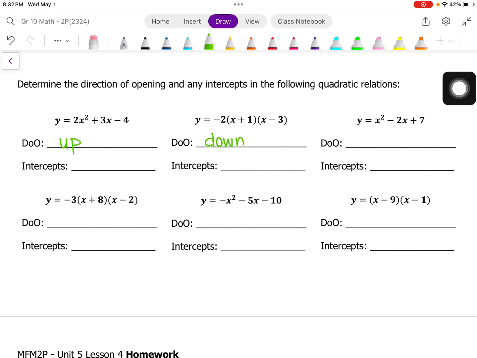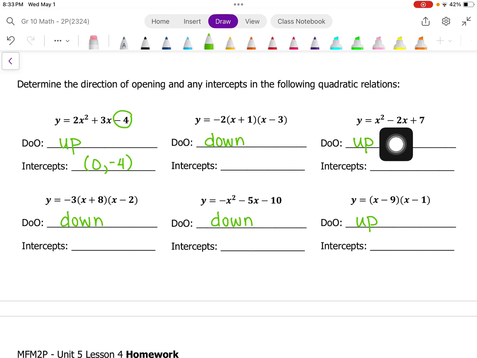This is positive, so it opens up. A is negative, so it opens down. A is negative, so it opens down. And A is positive, so it opens up. So whether we are in standard or factored form, we can tell the direction of opening from that A value being negative or positive. For intercepts, we can get our y-intercept in standard form, and remember that's just our c value. So our y-intercept happens when x is 0, and then in this case y is -4.